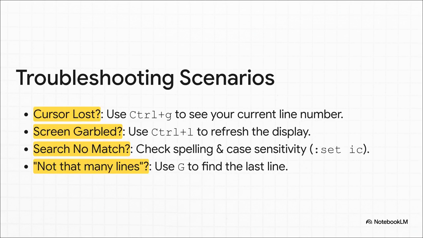You see, true expertise isn't just knowing the commands. It's knowing how to recover when things go a little wrong. If you lose your cursor in a giant file, no problem. Ctrl-G tells you exactly where you are. The screen gets all jumbled up? Ctrl-L refreshes it instantly. Your search isn't finding anything? You know to check for a typo or toggle your case sensitivity. These simple fixes show you're a capable, confident user who doesn't get flustered.